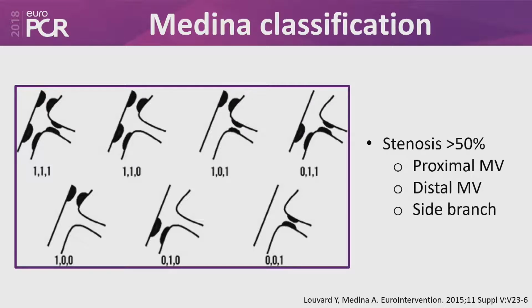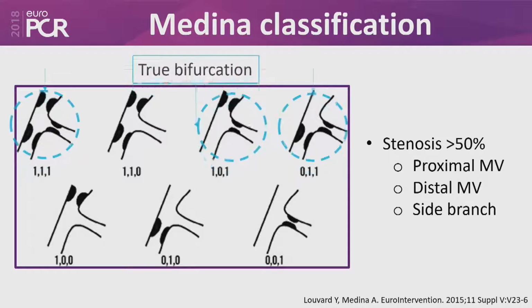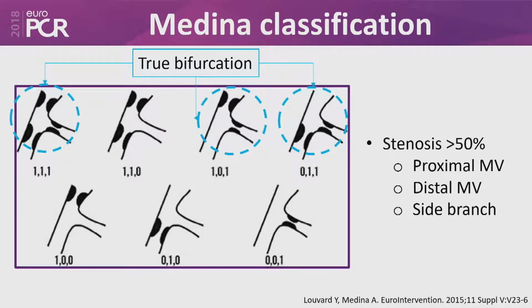Now, in bifurcation PCI, this may be called the Medina classification. How many of you have heard of Medina classification? Many? Yeah, most of us. Because this is something that we find very useful for at least 2 reasons. The first reason is it gives us information about the likelihood of side branch jeopardy or side branch closure. And the way to quantify or to express this jeopardy is what is called the true bifurcation. So if we have a severely diseased side branch, and in addition we do have diseased proximal or distal main branch, we would call this a true bifurcation.